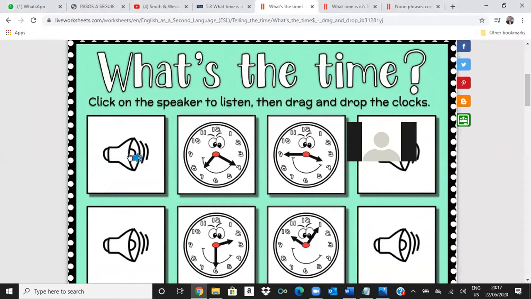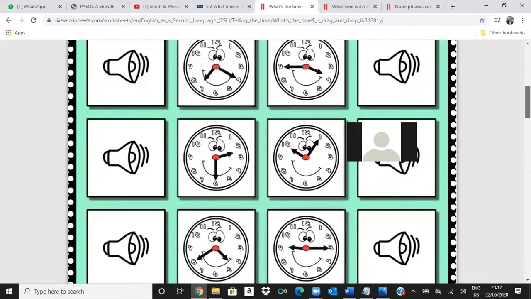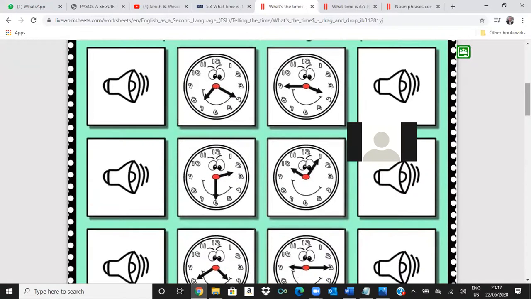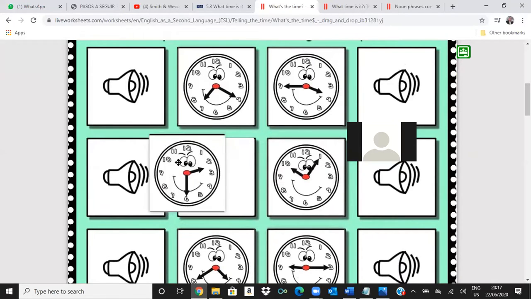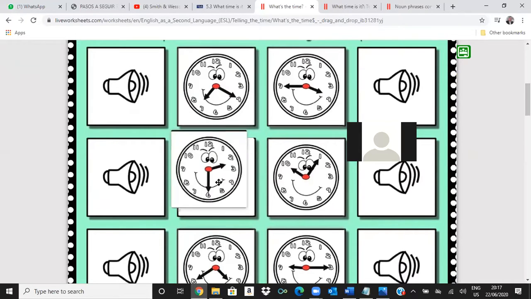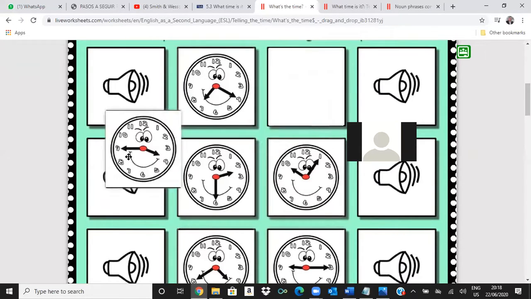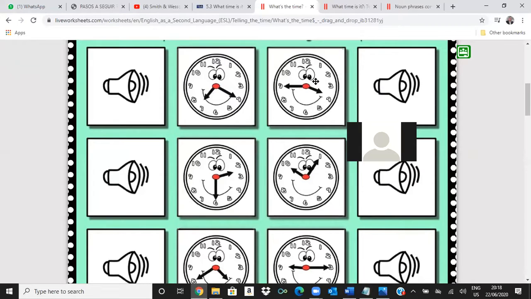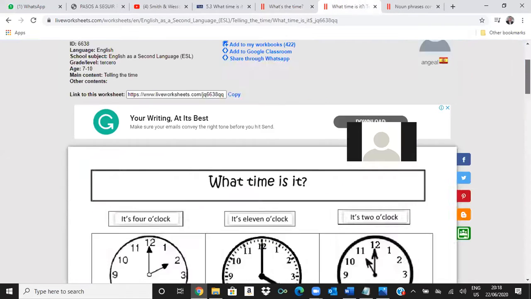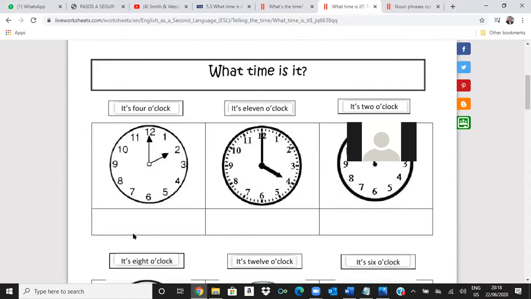Okay, so what you do is click. It's 25 to 11. Do you hear? It's yes. 25 to 11. Okay. And then it says click on the speaker to listen, then drag and drop the clock. So, ese que acabo de escuchar, lo tengo que buscar aquí en el reloj y tengo que moverlo. Le doy clic y muevo el reloj hacia la voz. Okay? Hacia la bocina. Perdón. Ajá. Entonces le doy clic a la bocina, encuentro cuál es, le doy clic. Tienen que darle clic y sostener clic y moverlo allí. ¿Ok? Esa va a ser la primera actividad. Después vamos a hacer otra. This one. ¿Ok? What time is it?